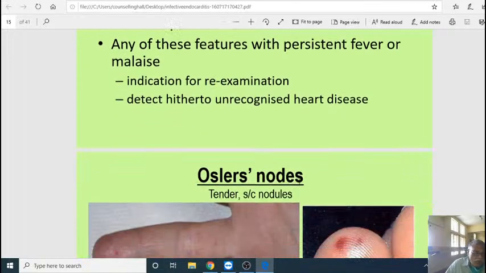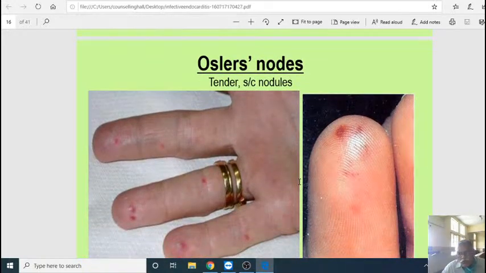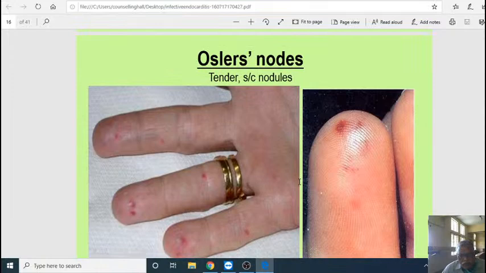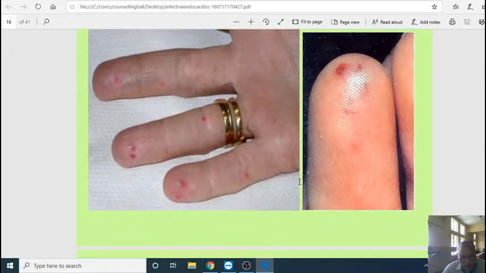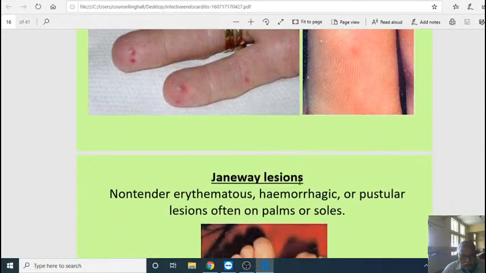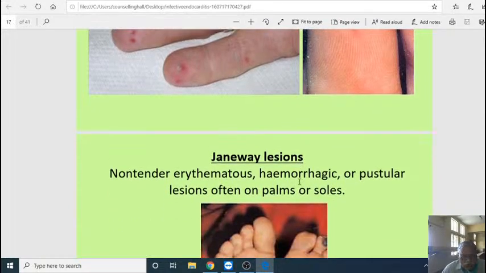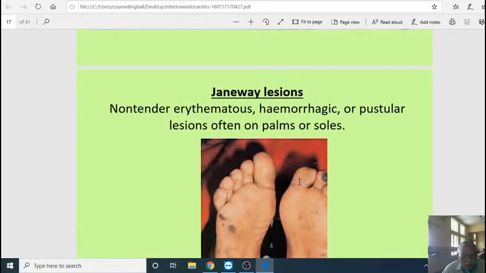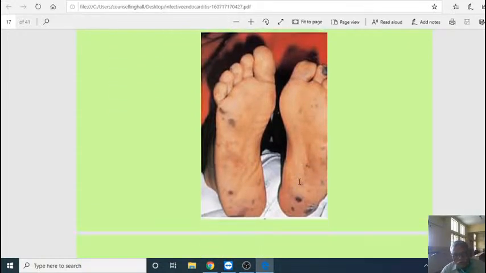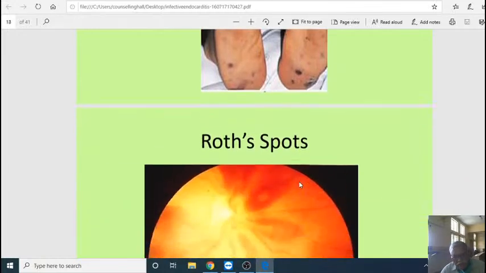which sometimes detects hitherto unrecognized heart disease, though this is very rare. These are the Osler nodes, which are tender subcutaneous nodules present in subacute endocarditis. The Janeway lesions are non-tender, erythematous, hemorrhagic or macular lesions, often on the palms or soles, which are also due to infected thromboembolic phenomena.